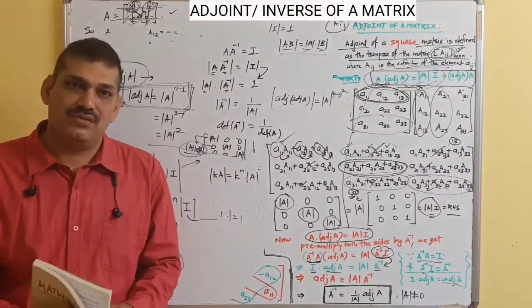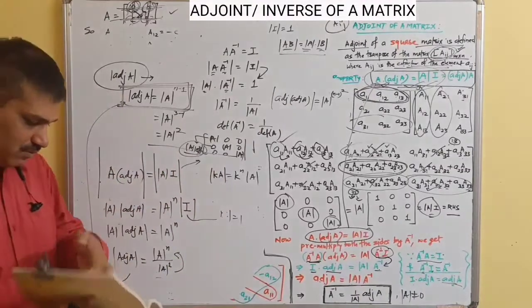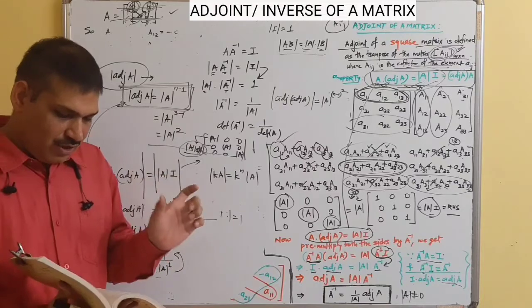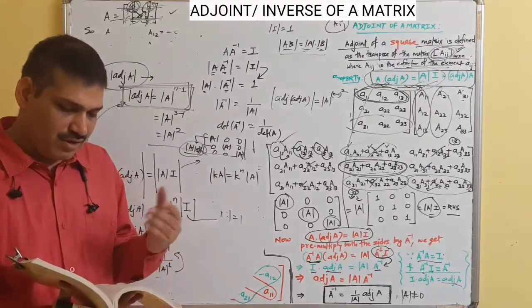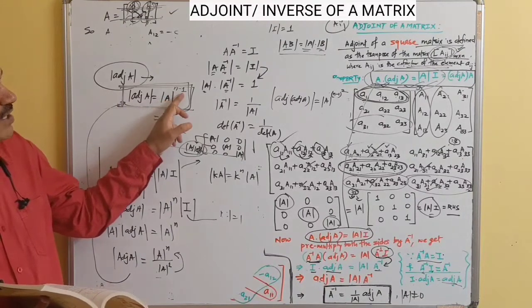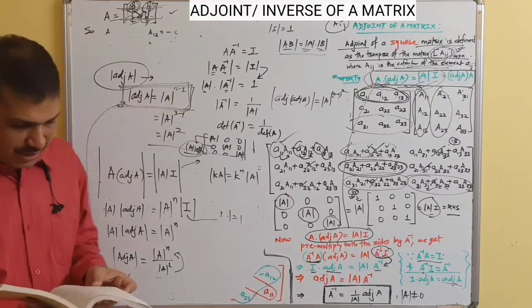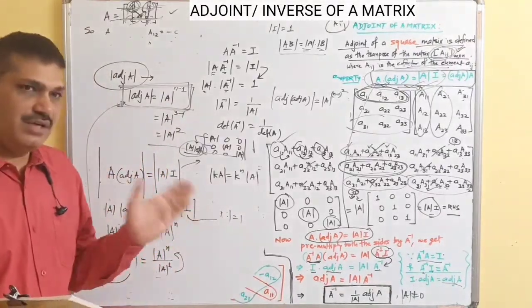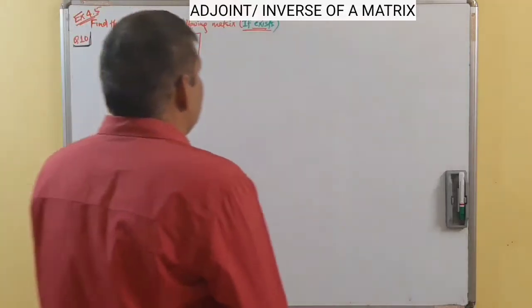Now we'll proceed to this MCQ, particularly the 17th MCQ. The determinant of adjoint A, when the order of A is 3, is equal to determinant A raised to n minus 1. So determinant A raised to 3 minus 1, that is determinant A square. So B is the correct option. Now we take some other questions.